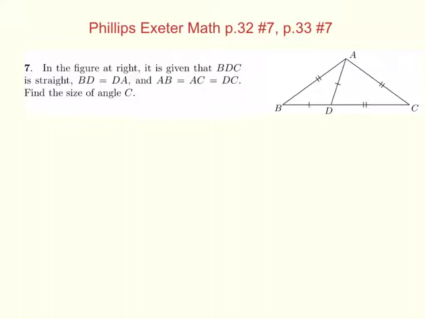So this was on page 33, number 7. And it's kind of interesting because we have this picture that doesn't have any angles in it at all. And it says to find the angle C. So we want to find what angle C is. And I remember this one we did earlier. That's angle C right there.